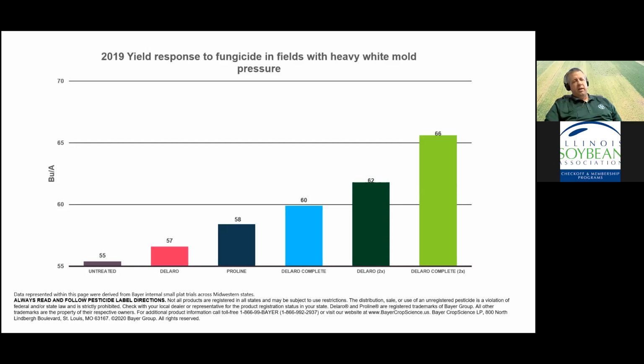But where we really saw the best control is when we do a 2-pass system for white mold. So when we come in at R1 and come in at R3, we see much better control. So in specific circumstances, we have to be aware of what disease we're trying to combat, and we have to plan our fungicide regimen accordingly.